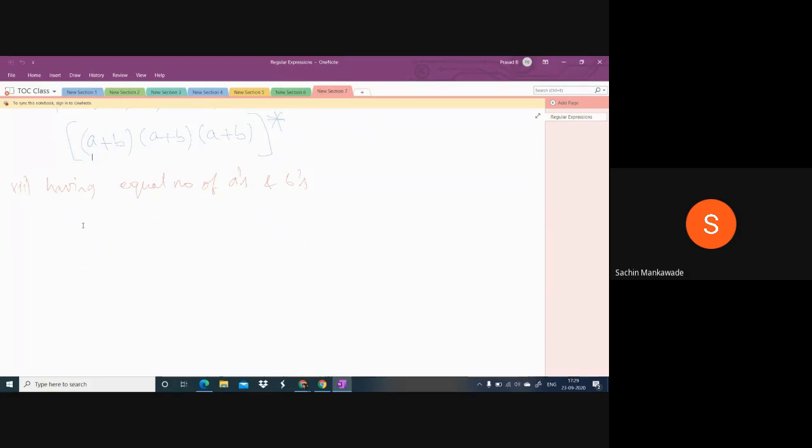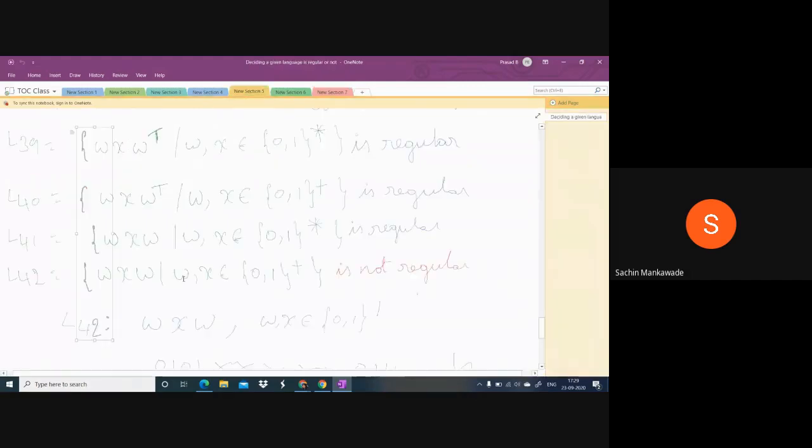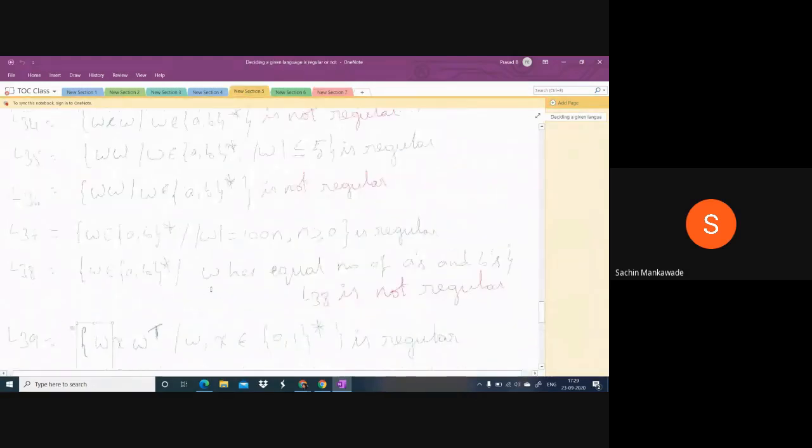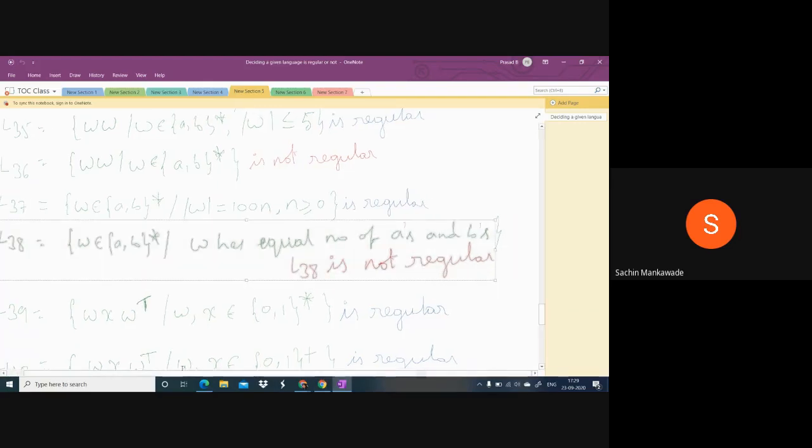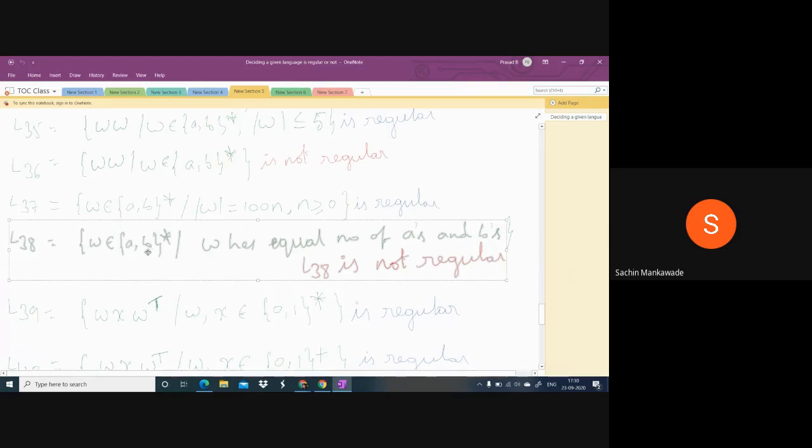So here, what is the finite automata for having equal number of A's and B's? See, this is the question we have done earlier. We have done almost 40 plus, deciding regular or not. This is 38. W belongs to (A+B) whole star, means L38 is the combination of A and B. W has equal number of A's and B's.